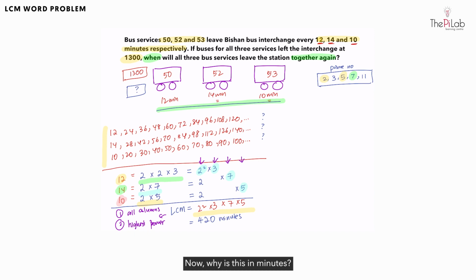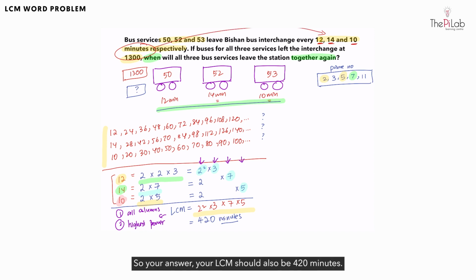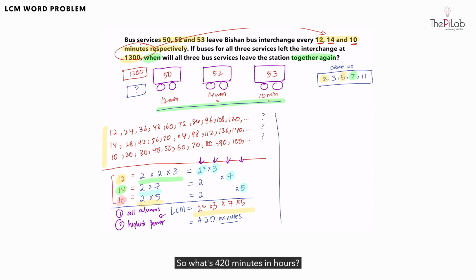Now, why is this in minutes? It's because your bus timings, right, which are the ones over here, your 12, 14, and 10, are all given in minutes. Okay, just refer to the question. So your answer, your LCM should also be 420 minutes. Now, I always like to convert minutes into hours. So what's 420 minutes in hours? That's right, you should get 7 hours.